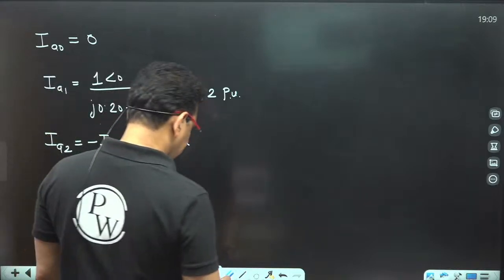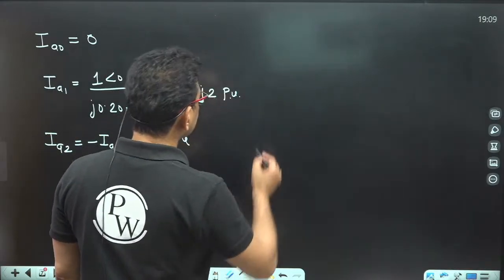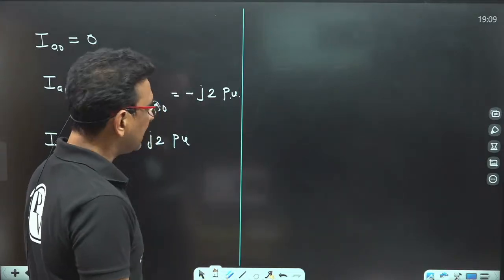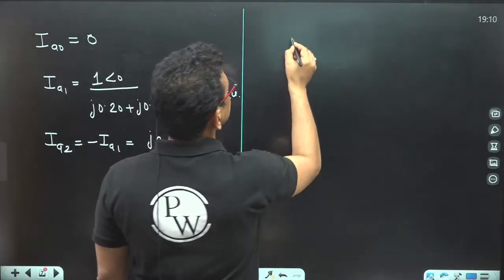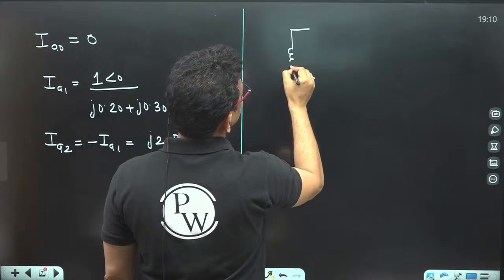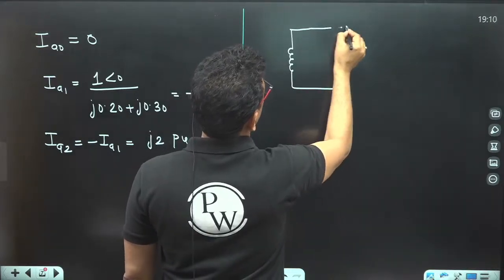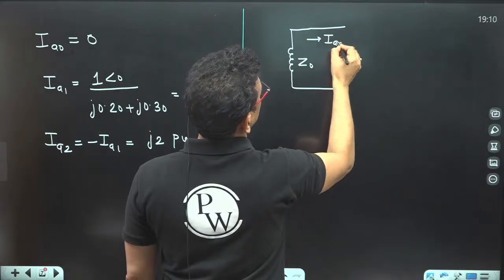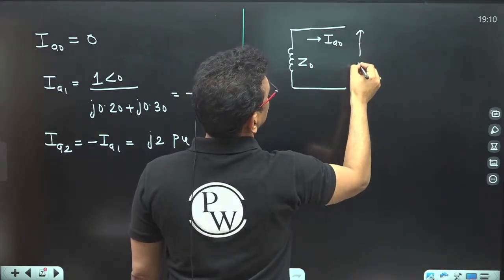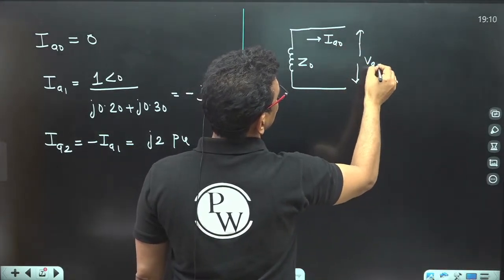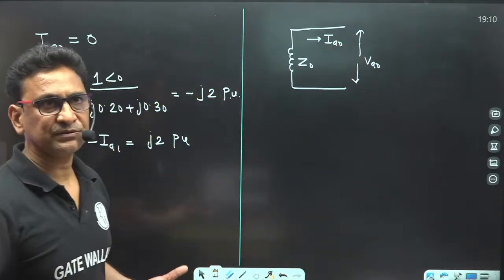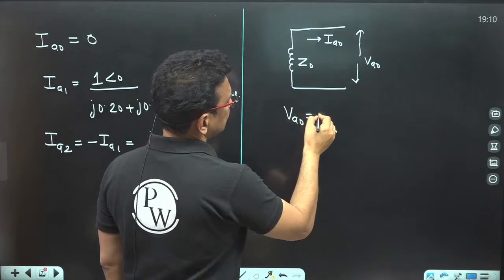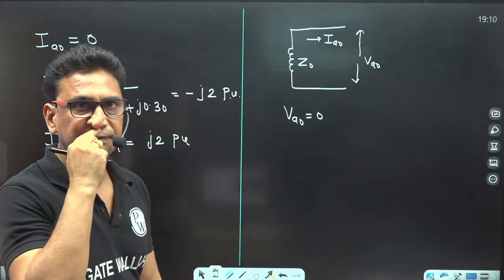Now let's find out the sequence voltages. How to find out the sequence voltages? See, this is my zero sequence network. It is Z0 and the current flowing is IA0, and its terminal voltage is VA0. Because no current is flowing, IA0 is equal to 0, so VA0 is also equivalent to 0. So the zero sequence voltage is equal to 0.